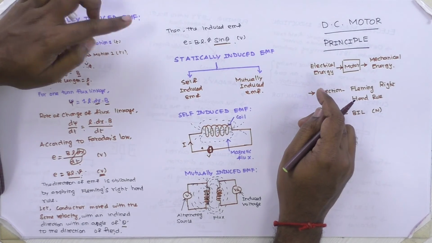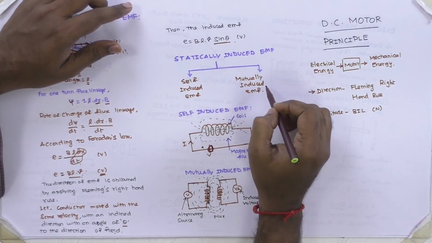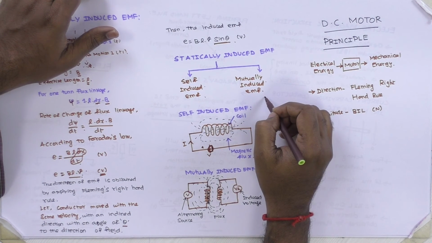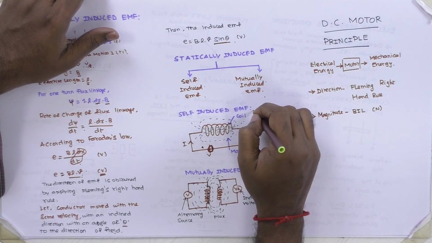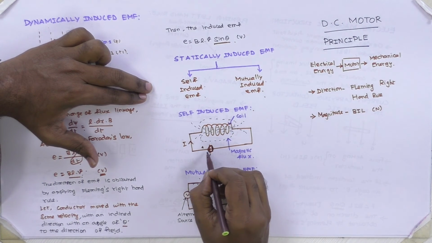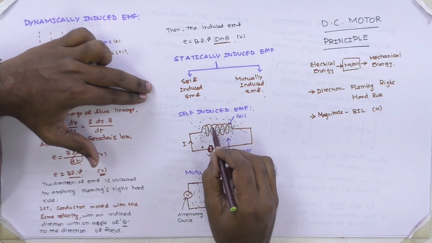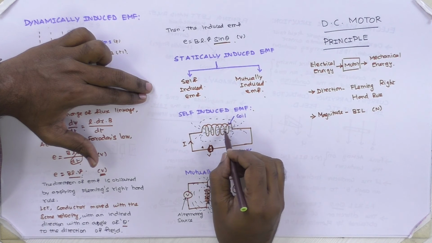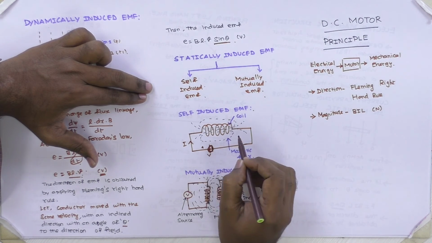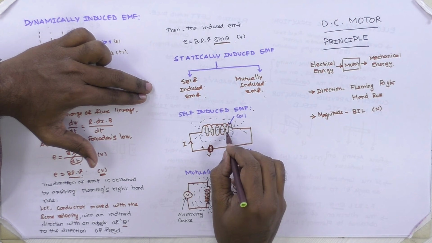And next is statically induced EMF. Statically induced EMF has two types: one is self-induced EMF and the other is mutually induced EMF. First is self-induced EMF. In self-induced EMF, if we give supply to one coil, an EMF is set up around the coil, that is, initially a flux is set up on that coil. This flux is called self-induced flux.